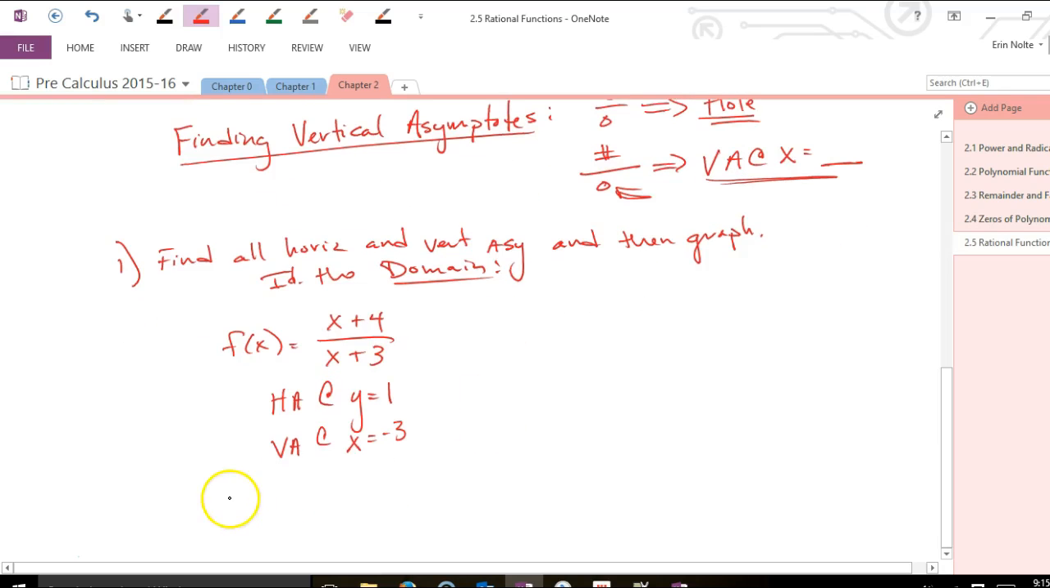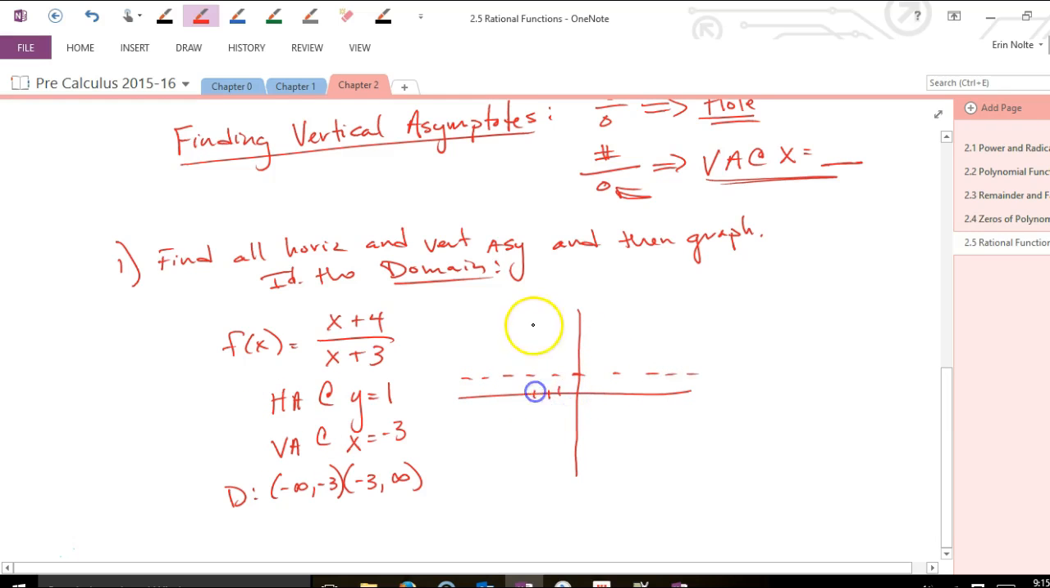I can state my domain very quickly, just knowing that if I have a vertical asymptote at -3, it's basically all the values except for -3. So if I was going to use interval notation, I would say it exists from -infinity to -3, not including -3, and then from -3 to infinity. Then I would graph our two asymptotes. So I have one horizontal and one vertical.